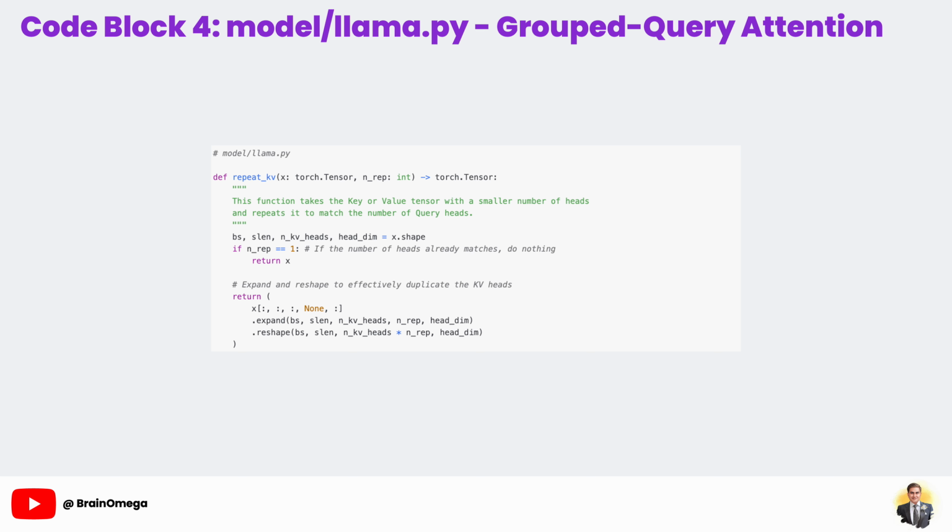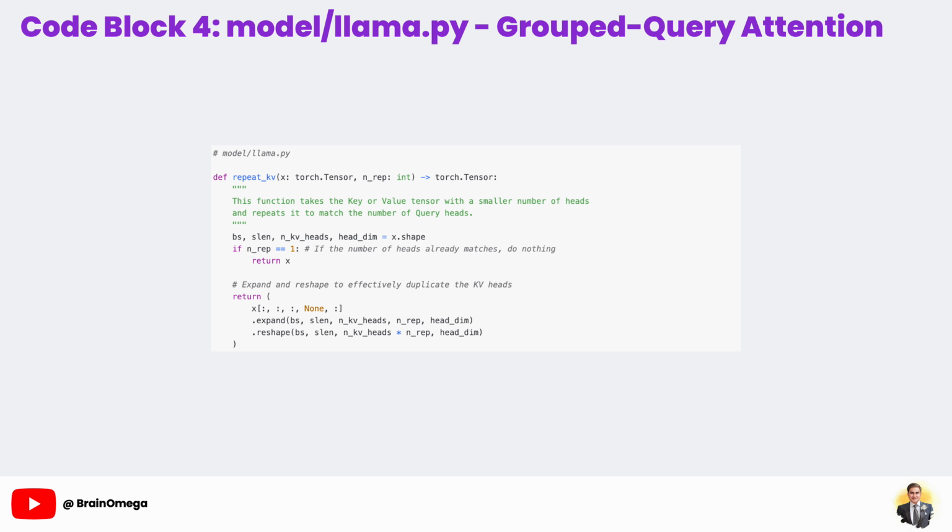Another major innovation in the Llama architecture is an optimization called Grouped Query Attention, or GQA. Let's first understand the problem it solves. During inference, when the model generates text token by token, it stores the calculated keys and values from all previous tokens in a key-value cache to avoid recomputing them. In standard multi-head attention, you have a separate key and value head for every query head. This cache can become a huge memory bottleneck.